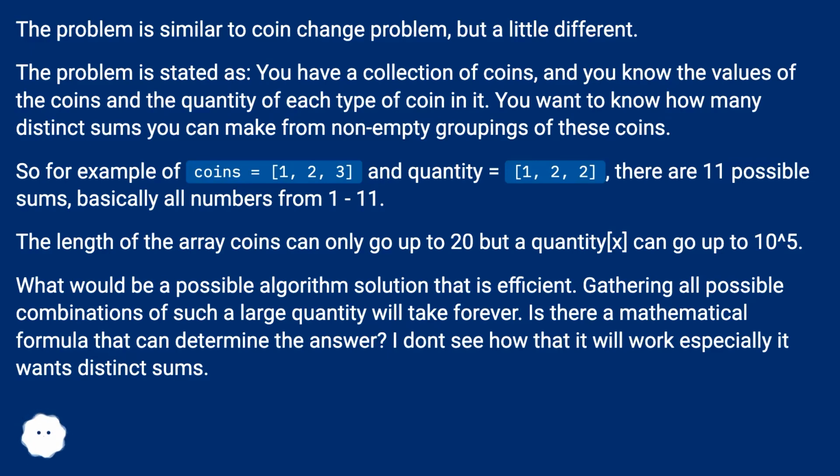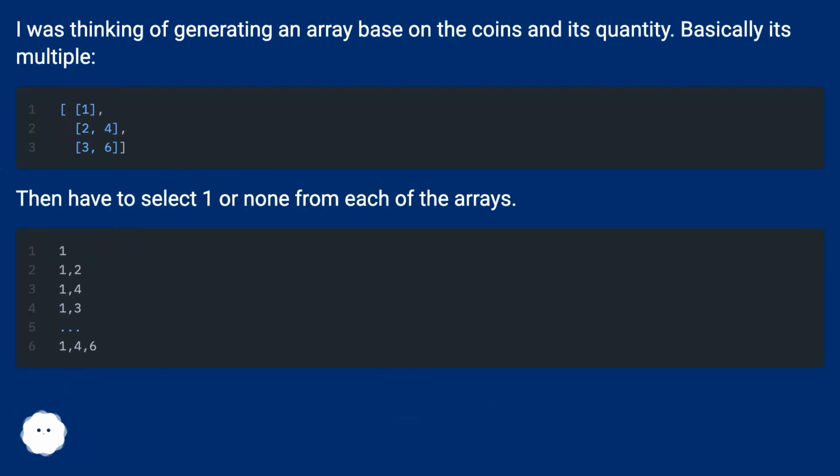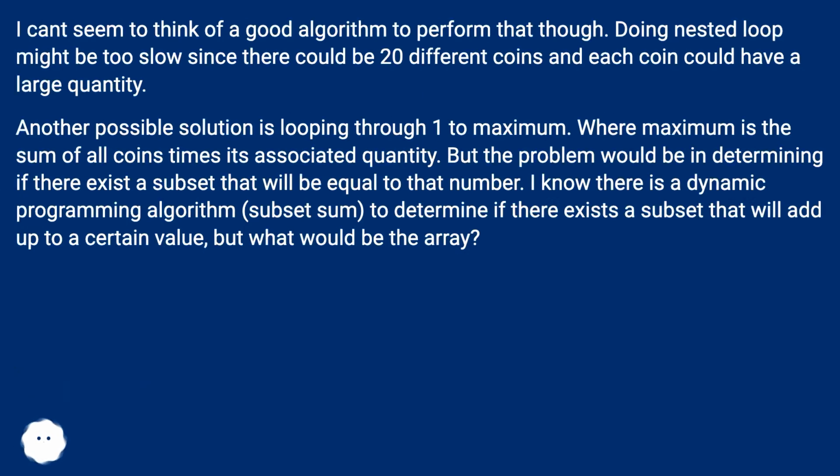Gathering all possible combinations of such a large quantity will take forever. Is there a mathematical formula that can determine the answer? I don't see how that will work, especially since it wants distinct sums. I was thinking of generating an array based on the coins and their quantity. Basically, it's multiple. Then have to select one or none from each of the arrays. I can't seem to think of a good algorithm to perform that though.